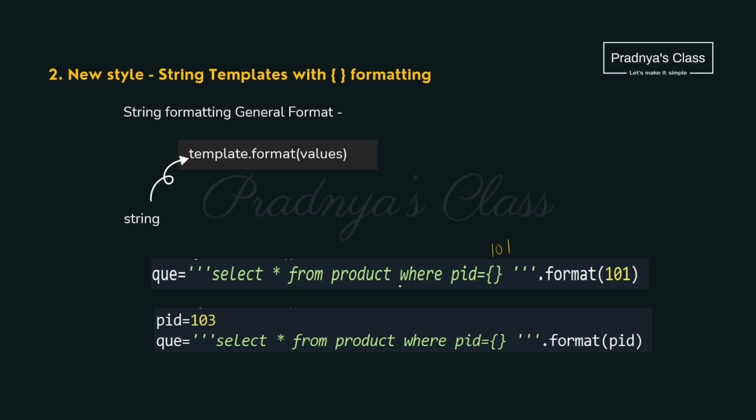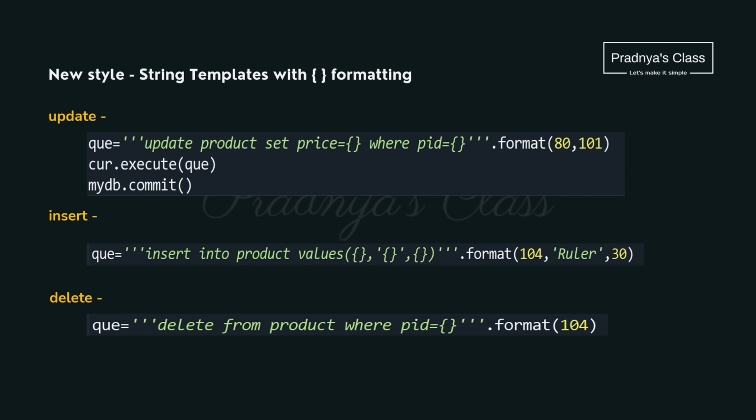Select star from product where PID equals 101. If that value is in a variable, write the variable name. So use the format method of the string and write the placeholder. Then with that concept you can write any query. Here is the update query, insert query as well as delete. Wherever you want to replace the value, write the placeholder. Note one thing: wherever there is a string value, you will enclose that placeholder in single quotes or double quotes. But always use triple quotes to write the query, to avoid complications.